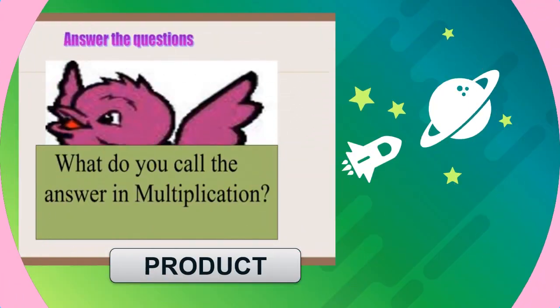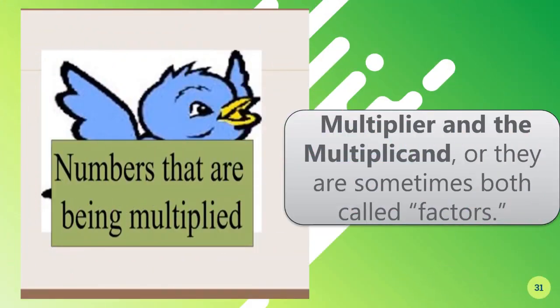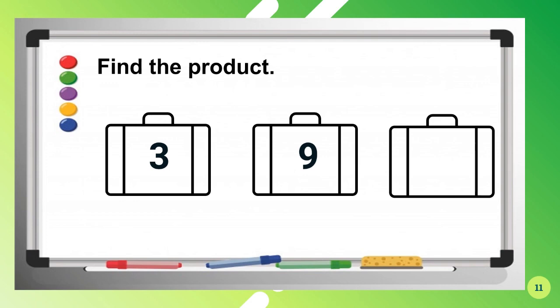Now that you understand multiplying numbers, here are some concepts that you need to remember. Number 1. The answer in multiplication is called product. And number 2, numbers that are being multiplied are labeled as multiplier and multiplicand, or they are sometimes both called factors. Now, let's try to find the product of these numbers as fast as you can.